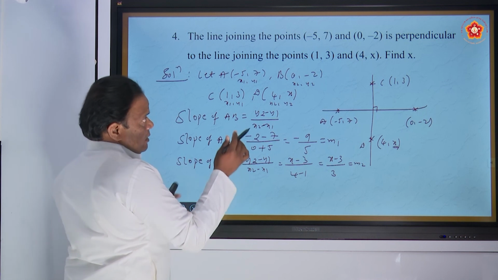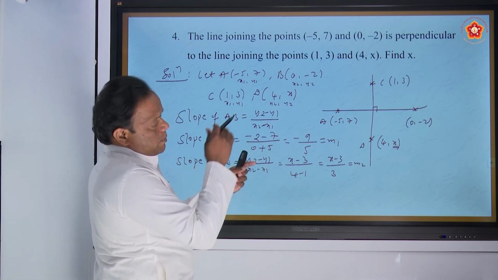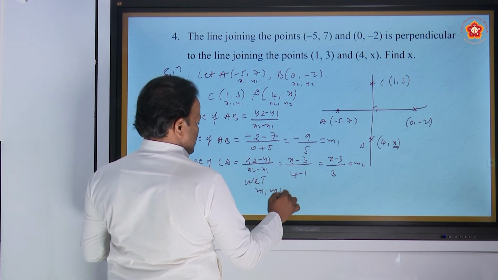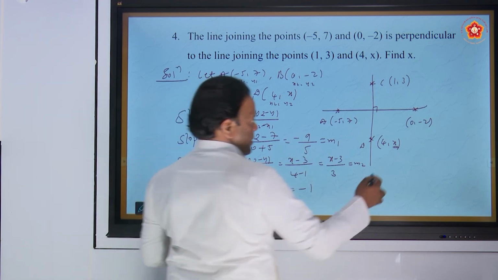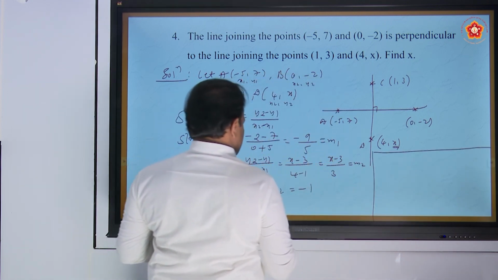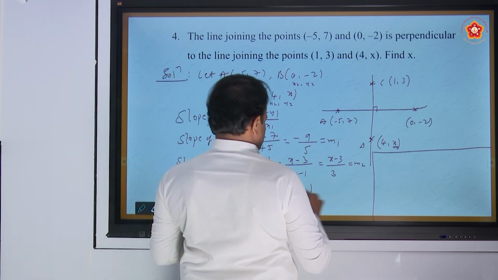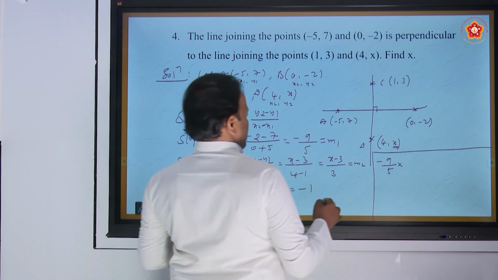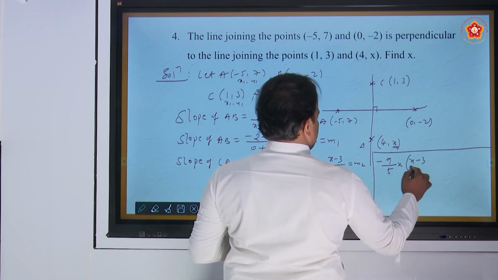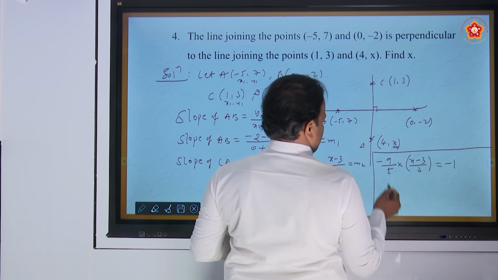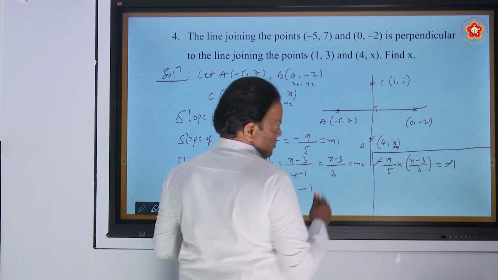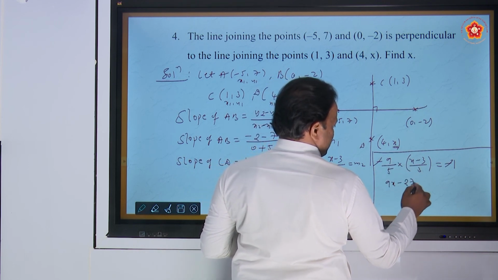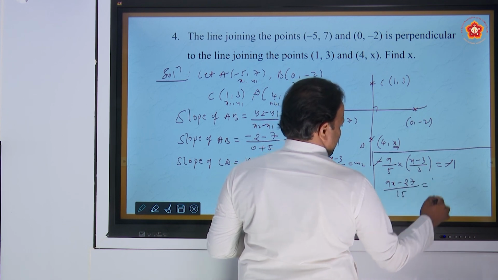Correct? We know that given the two lines are perpendicular, their product of slopes is minus 1. We know that M1 into M2 is equal to minus 1. If the lines are perpendicular, then the product of slopes is minus 1. What is M1 here? M1 is minus 9 by 5. Minus 9 by 5 into M2, that is x minus 3 divided by 3, is equal to minus 1. The minus signs get cancelled. You have to cancel both minus signs. Multiply 9 into the bracket: 9 into x, 9x; 9 times 3 is minus 27. 5 times 3 is 15, is equal to 1.